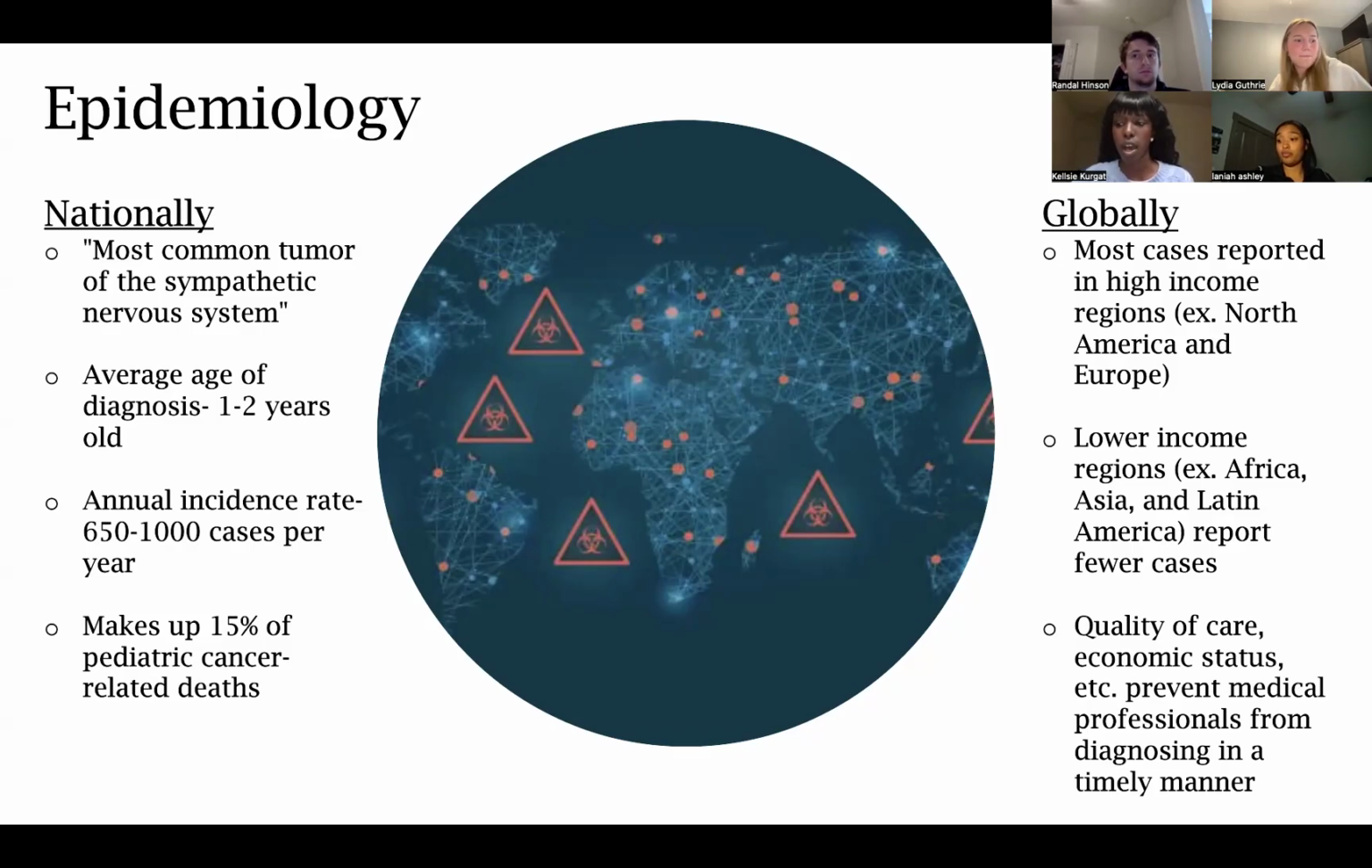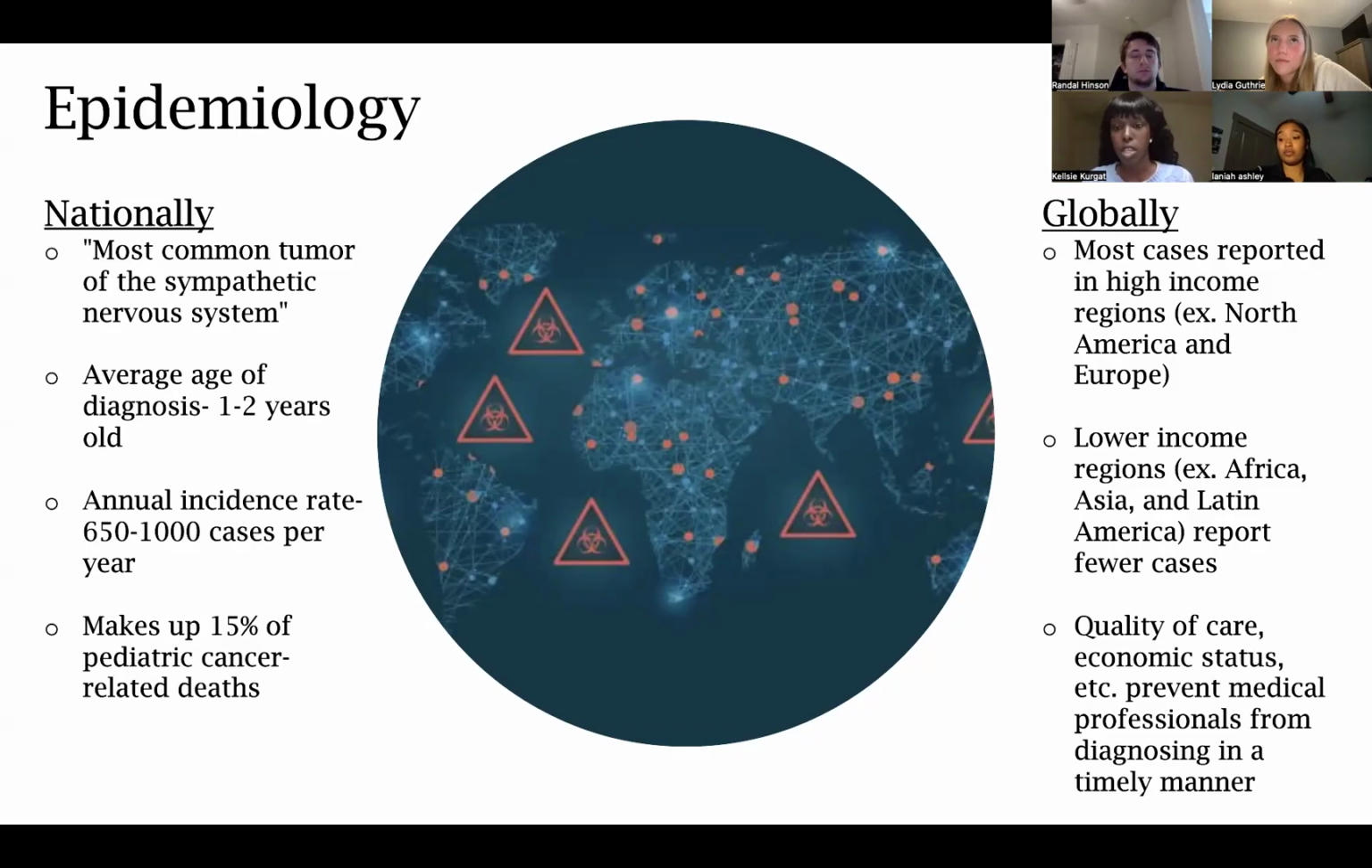Infants and toddlers have a higher survival rate than older children due to their cancer being caught early and them being in the low risk population. But when you get to the older patients, like patients aged 30 to 39, the incidence rate goes down to under 0.3 cases per million.